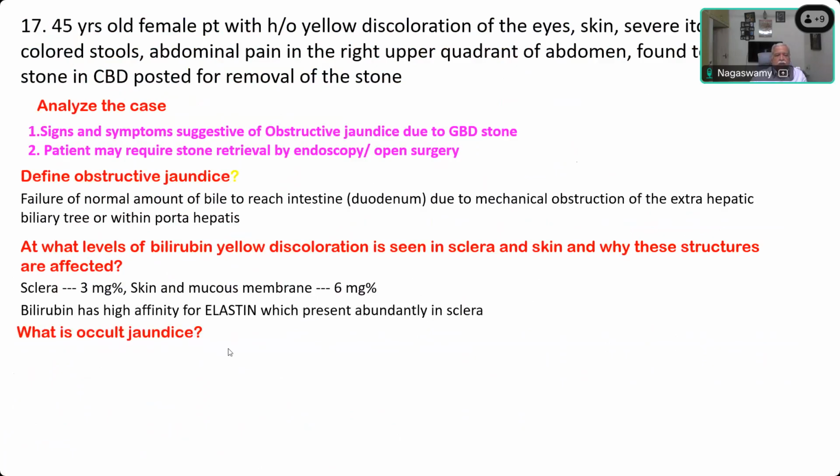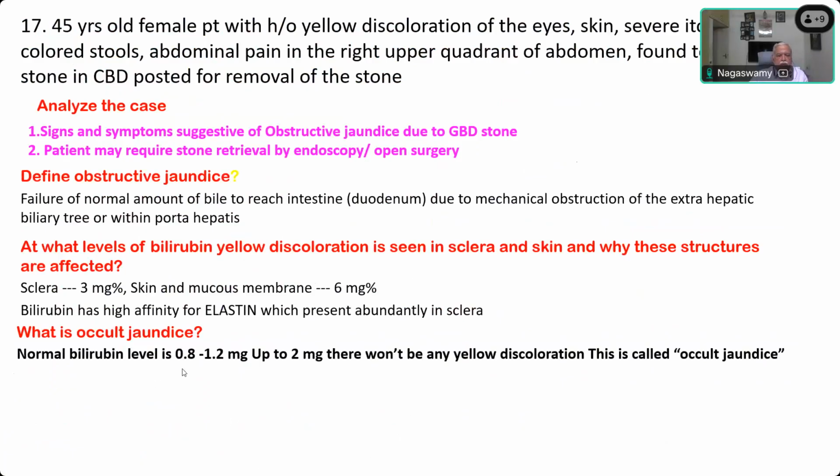Okay. What is occult jaundice? Sir, it is identified only with the help of a blood test, not clinically identifiable. What is the normal value, and up to what value will you not see the jaundice? 0.8 to 1.2 is the normal value, but up to 2 milligrams per deciliter of blood, you will not see the jaundice clinically. So normal bilirubin is 0.8 to 1.2 milligram, but up to 2 milligram there won't be any yellow discoloration, and this is called occult or hidden jaundice.